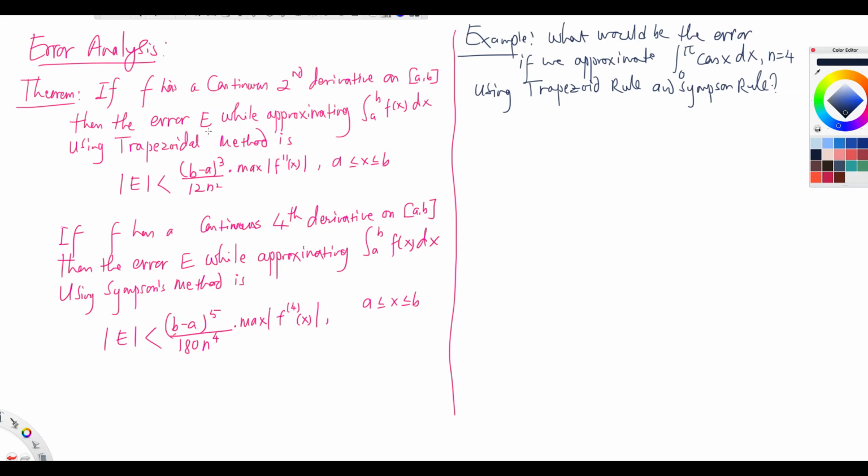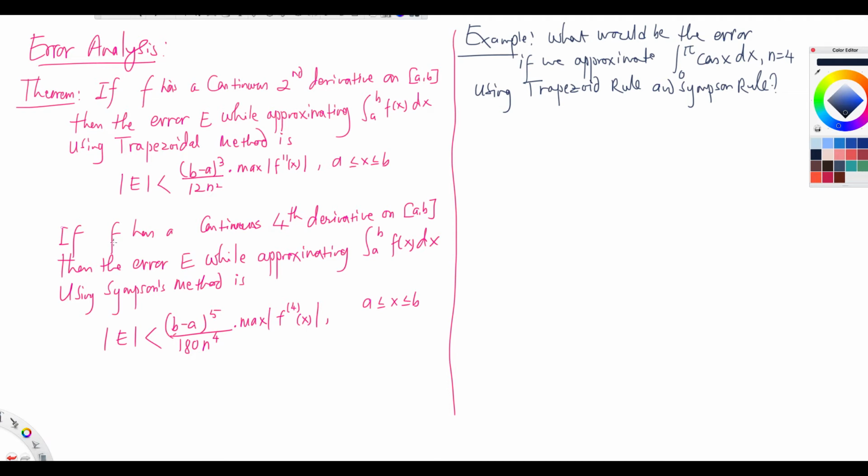then the error E while approximating the integral from a to b of f(x) dx, or the area under the function f(x) between x equals a and b, using the trapezoid method, is always less than (b minus a) cubed over 12n squared times the maximum of the second derivative of f(x) in that interval [a, b].